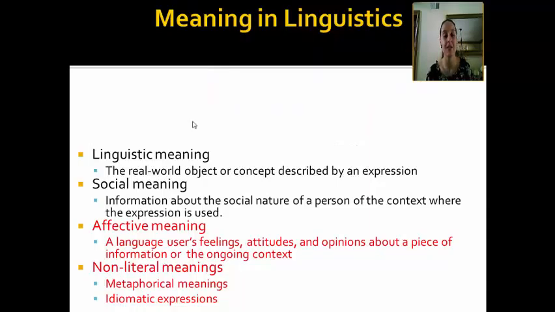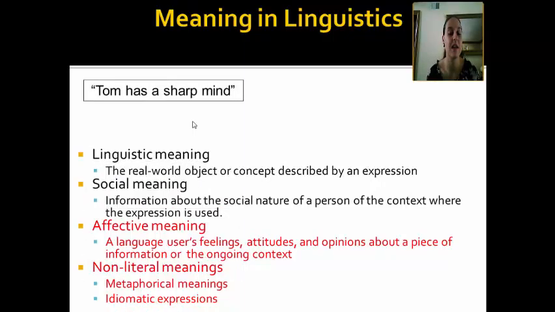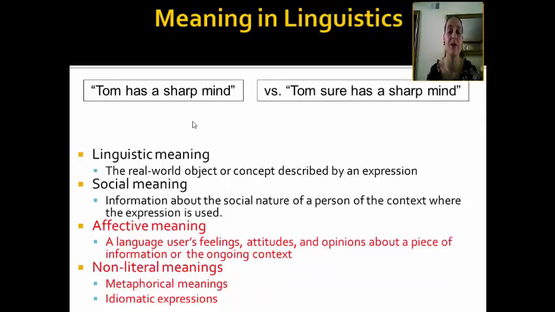Okay, so let's look at some other sentences to see if we can pick up the different levels of meaning. What can you tell me about the linguistic meaning of the sentence, Tom has a sharp mind? What we can tell is that it means that a person, Tom, a male, is intelligent, right, from a sharp mind. If I were to show you this second box, and we're going to compare these, so Tom has a sharp mind versus Tom sure has a sharp mind, right?